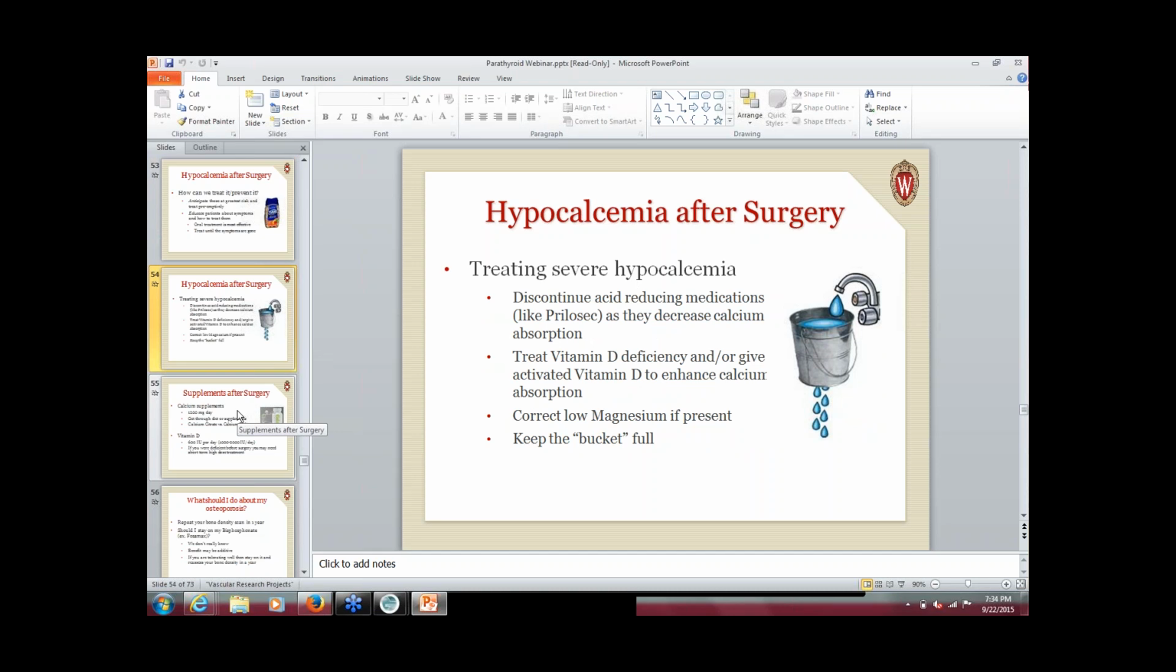If you're taking a medicine to reduce the acid production in your stomach, something like Prilosec, those really alter your calcium absorption. And so if you're on that, it's probably best to stop that so that you can get better absorption of the calcium supplements.